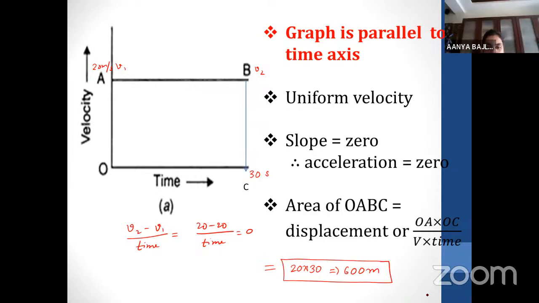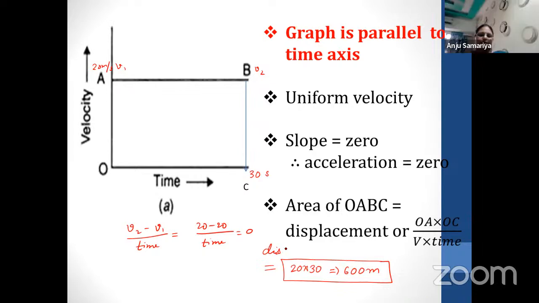This is displacement and this is velocity. Acceleration. Displacement. And the velocity is 20 meters per second, constant. And the acceleration is 0. Clear?